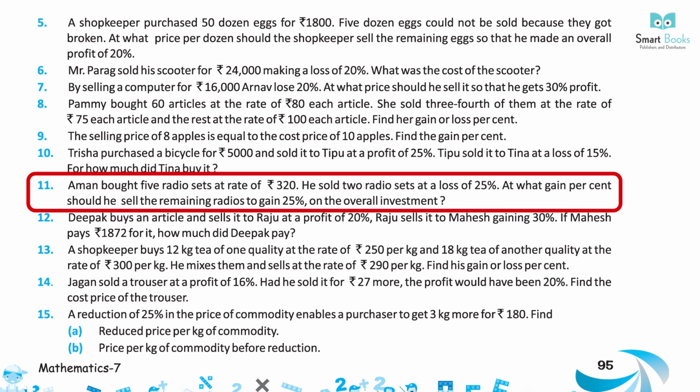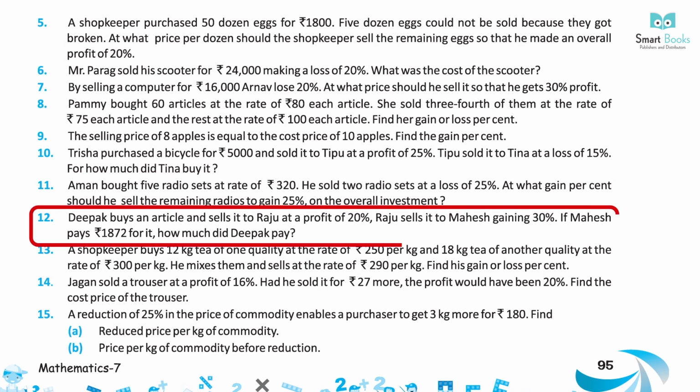Question 11. Aman bought 5 radio sets at the rate of rupees 320. He sold 2 radio sets at a loss of 25%. At what gain percent should he sell the remaining radios to gain 25% on the overall investment? Solution: 58.33%.